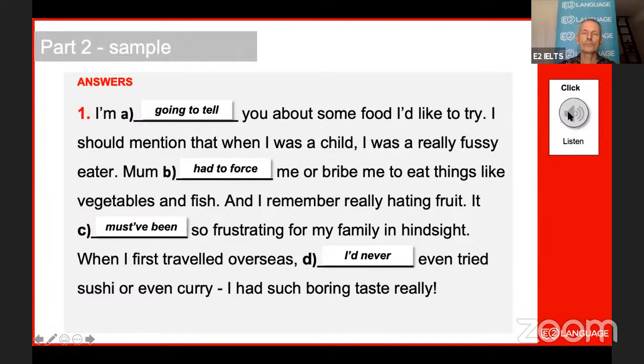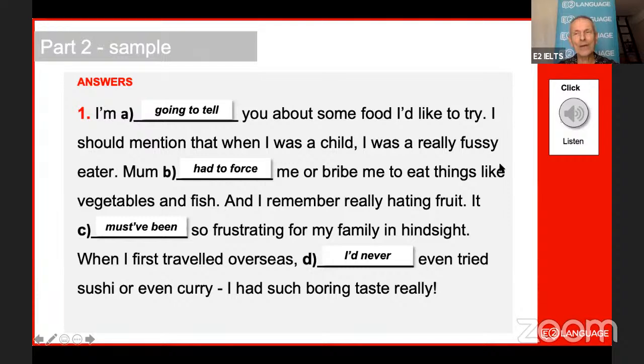Okay, so I'm going to tell you about some food I'd like to try. I should mention that when I was a child, I was a really fussy eater. Mum had to force me or bribe me to eat things like vegetables and fish. And I remember really hating fruit. It must have been so frustrating for my family in hindsight. When I first travelled overseas, I'd never even tried sushi or even curry. I had such boring taste, really.